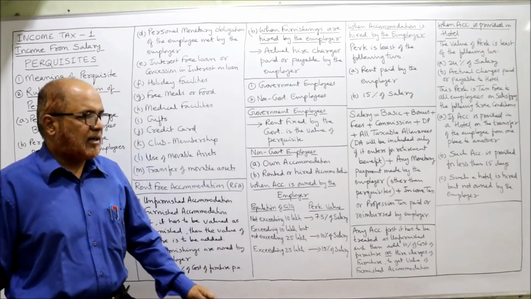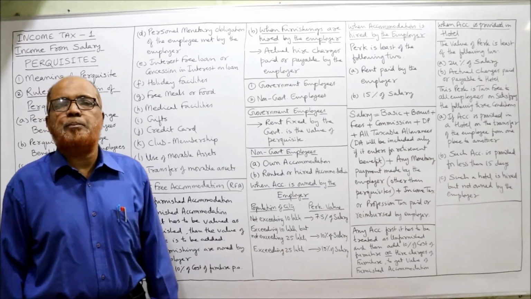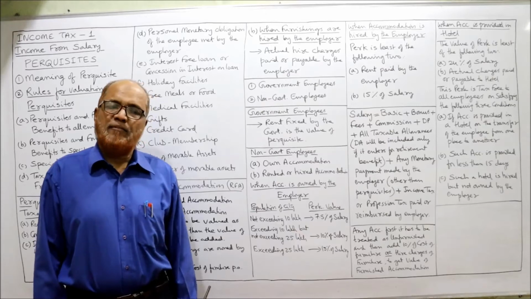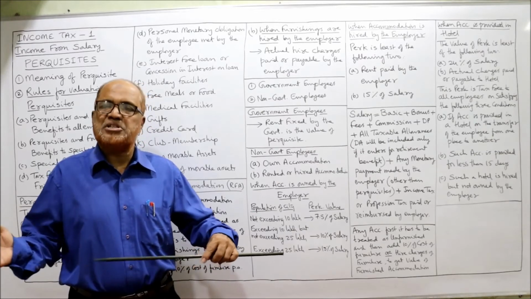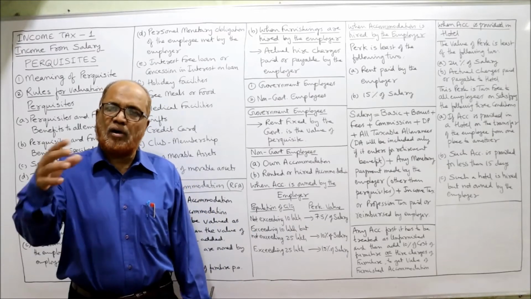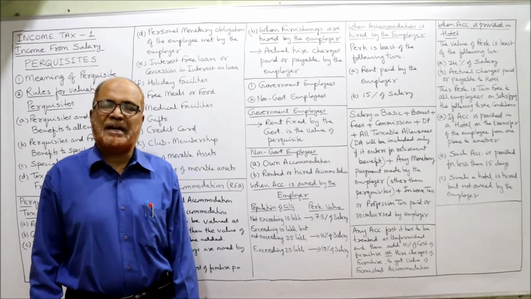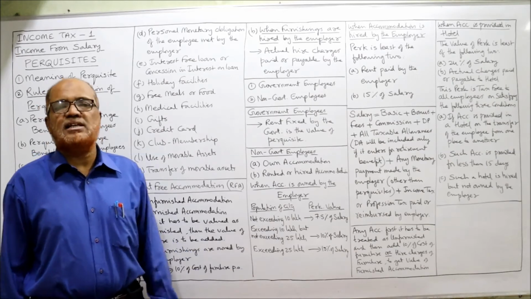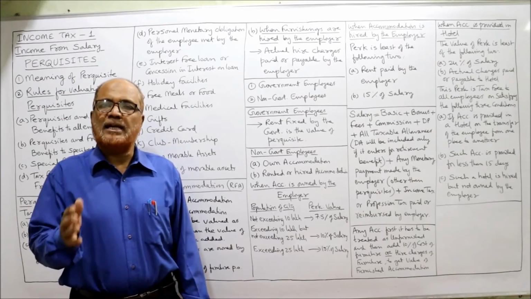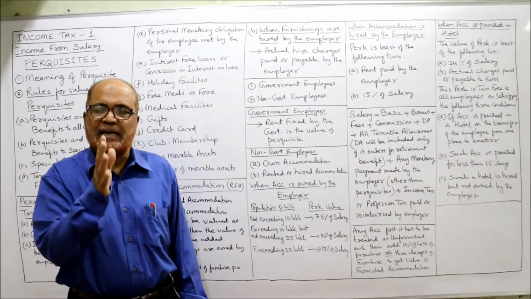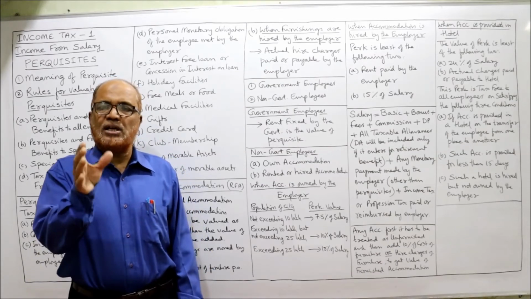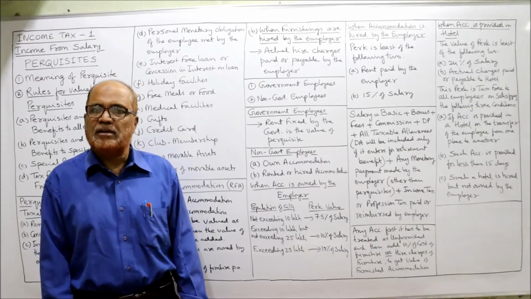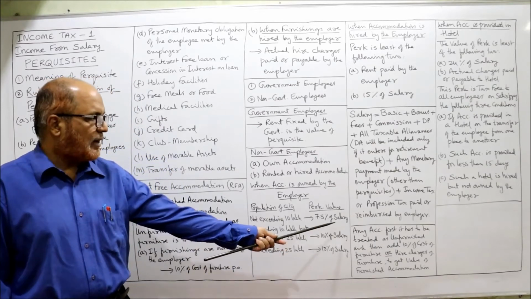In that case, how to calculate the value of the perquisite? It depends on the population of the city in which the accommodation is given, whether it is a small city, medium city or large city. Accordingly, the value of the perquisite is dependent. For example, if the population of the city is not exceeding 10 lakh, that means up to 10 lakh, the value of the perquisite is 7.5% of salary.